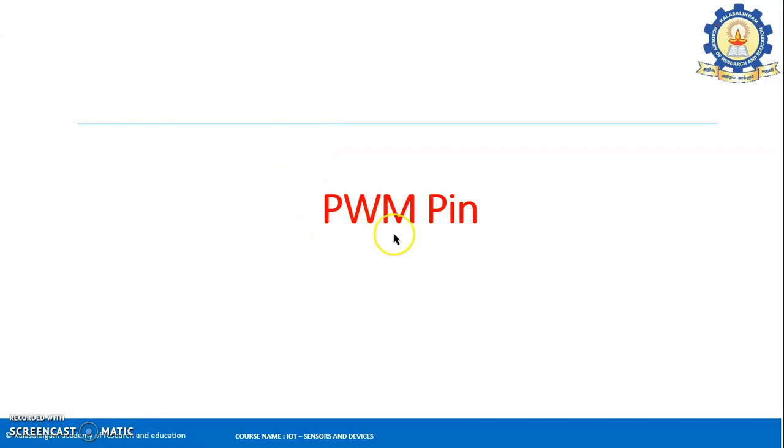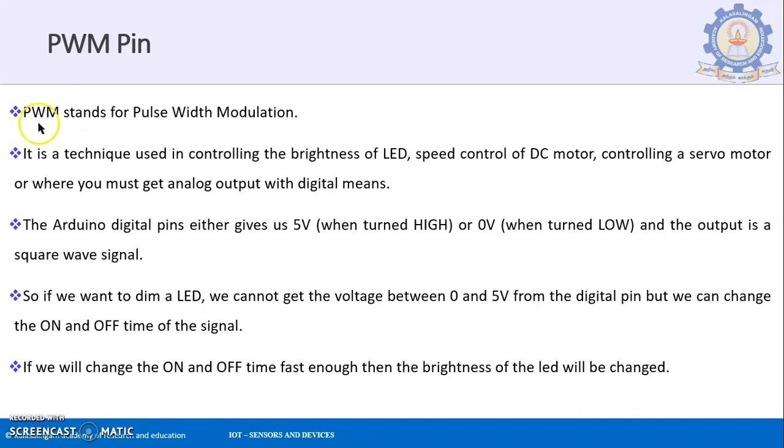But what is pulse width modulation? Modulation means changing it accordingly. So the width of your pulse is going to be changed accordingly, which will be used in many applications. That is what we'll be looking into in this particular topic. So PWM stands for pulse width modulation.